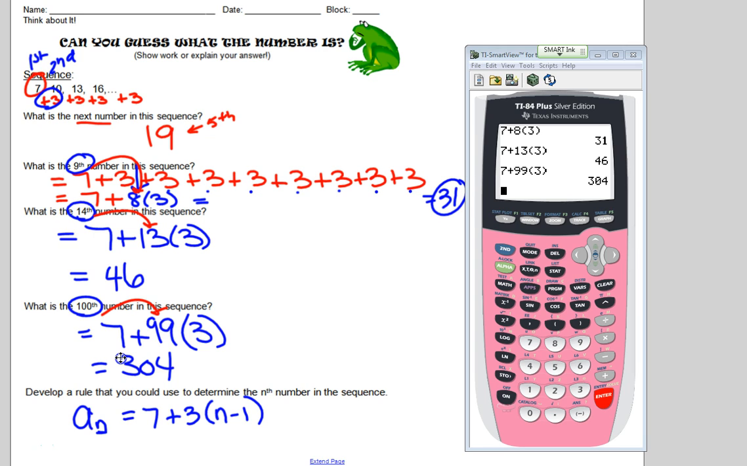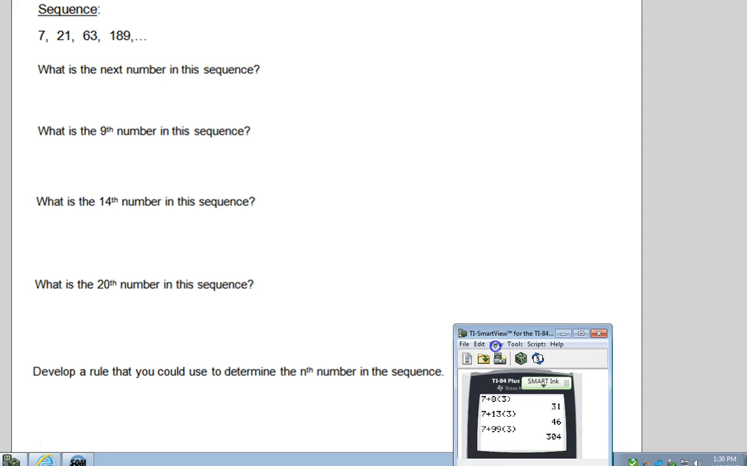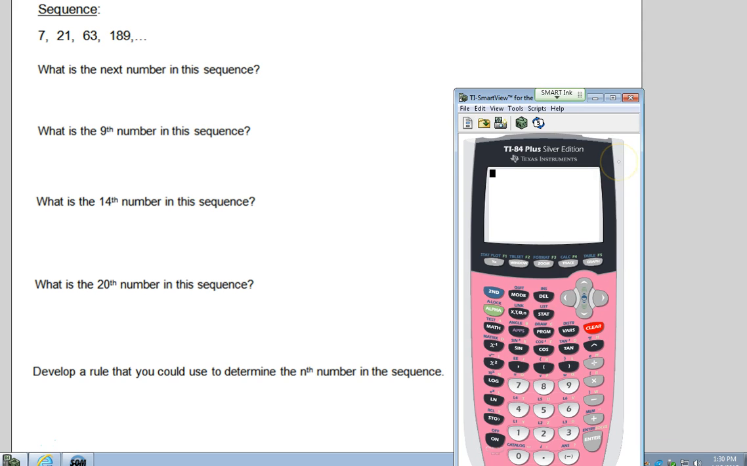All right, let's try the next one. It's going to look very similar, but it's a little different. Okay, so our next one, if you look at the sequence, it's 7, 21, 63, and 189. You could try to see if we're adding: 7 to 21, you're adding 14, but 21 to 63 is definitely not adding 14. So if you're not adding the same number, then that's not the sequence we're looking for.